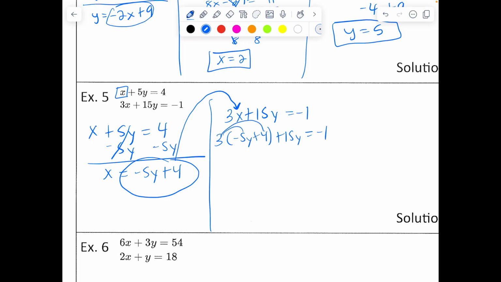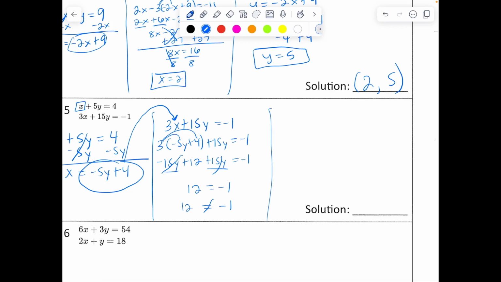I distribute. So this becomes 3 times negative 5y, which is negative 15y, and 3 times 4, which is 12. Then I still have my 15y over here. I combine like terms, and negative 15y and positive 15y cancel these two out, and I'm left with 12 equals negative 1, which is not true, since 12 does not equal negative 1. So what happens here is that we have no solution.